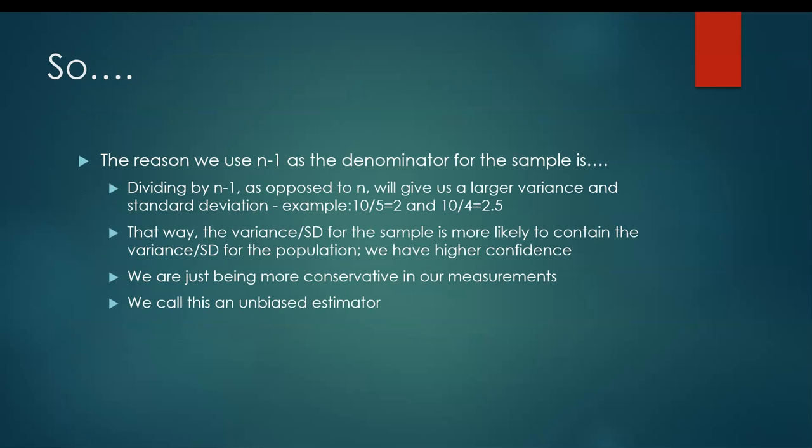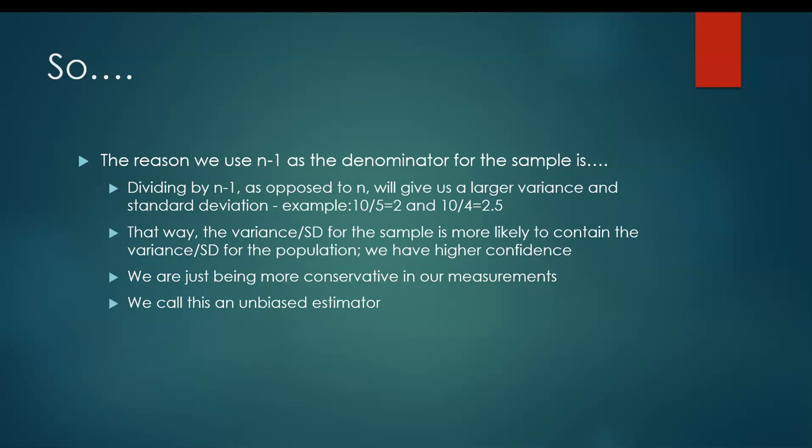So I'm going to talk a little bit more about why we use n-1 in both the variance and the standard deviation. So we use n-1 as the denominator for the sample. And the reason why we do that is, I already talked a little bit about this, but at least you'll have it on a slide. Dividing by n-1 as opposed to n will give us a larger variance and a larger standard deviation, because remember, the standard deviation is derived from the variance. There's an example: dividing 10 by 5 equals 2 and dividing 10 by 4 equals 2.5. So you see that you get a slightly larger variance.